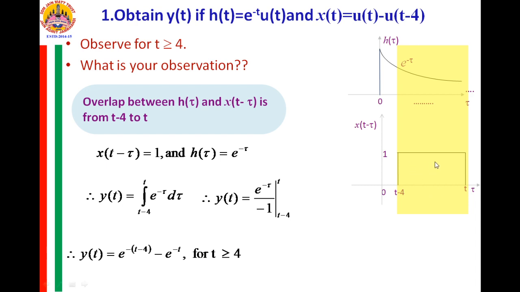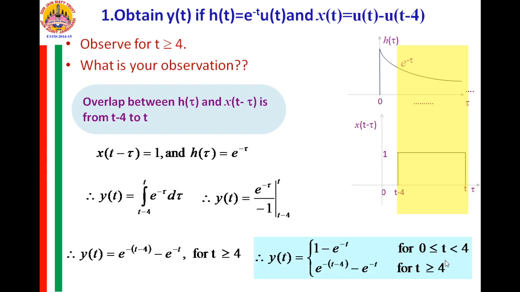Now for infinite duration, you will observe that this y of t will be the same, because whatever the value of t, every time it will be overlapping from t minus 4 to t. Therefore, y of t is equal to e raised to minus (t minus 4) minus e raised to minus t. So this is the overall y of t. For t varying from 0 to 4, it is 1 minus e raised to minus t, and for t greater than or equal to 4, it is e raised to minus (t minus 4) minus e raised to minus t, and it is equal to 0 for t less than 0. This I have not written, you can add that value. Apart from this range, y of t is equal to 0.